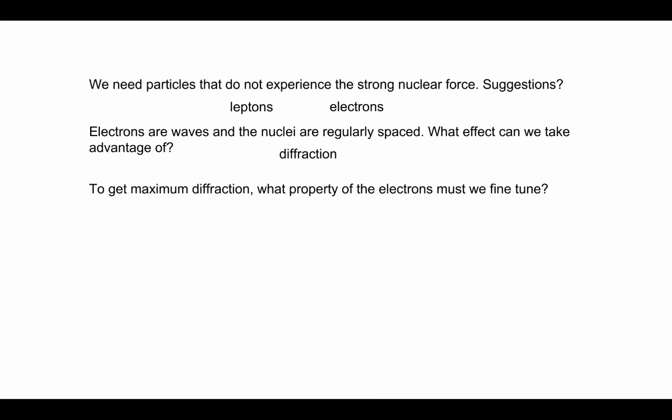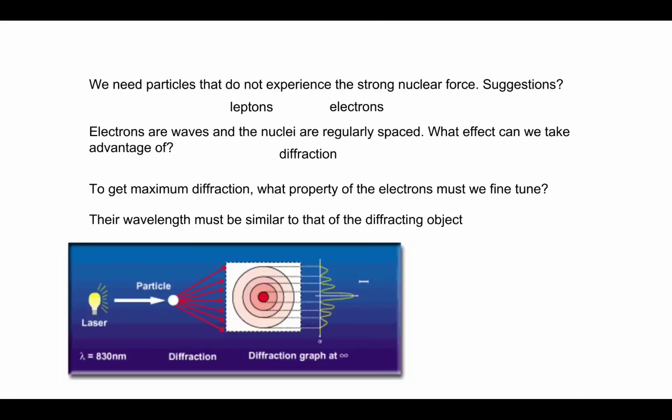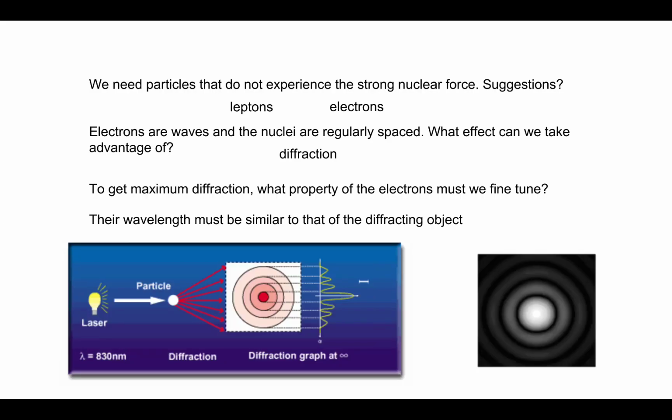And to get maximum diffraction, so you should know this from doing optics, the Young slit experiment. So to get maximum diffraction, what property of electrons must we fine tune? And it's that the wavelength must be similar to that of the diffracting object. Okay. So when we do that, we get a pattern like this in the bottom right, and that's called Fraunhofer diffraction. And we can use it to calculate the nuclear radius.